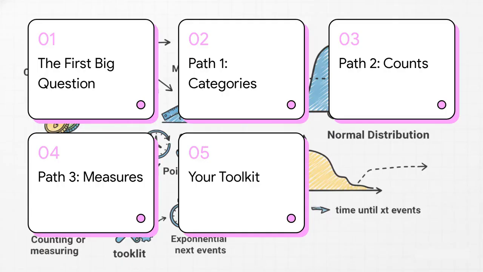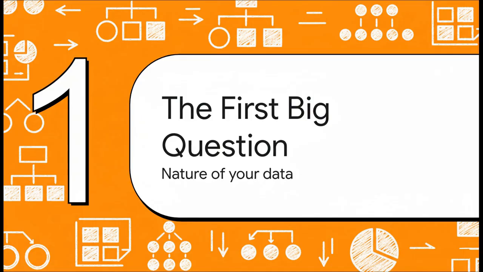So here's how we're going to tackle this. Think of it like a simple decision tree. We're going to start with one big fundamental question, and that question will lead us down one of three different paths. We're either dealing with categories, counts, or measurements. And then at the end, we'll wrap it all up into a super practical toolkit for you. Okay, so let's get right to it.